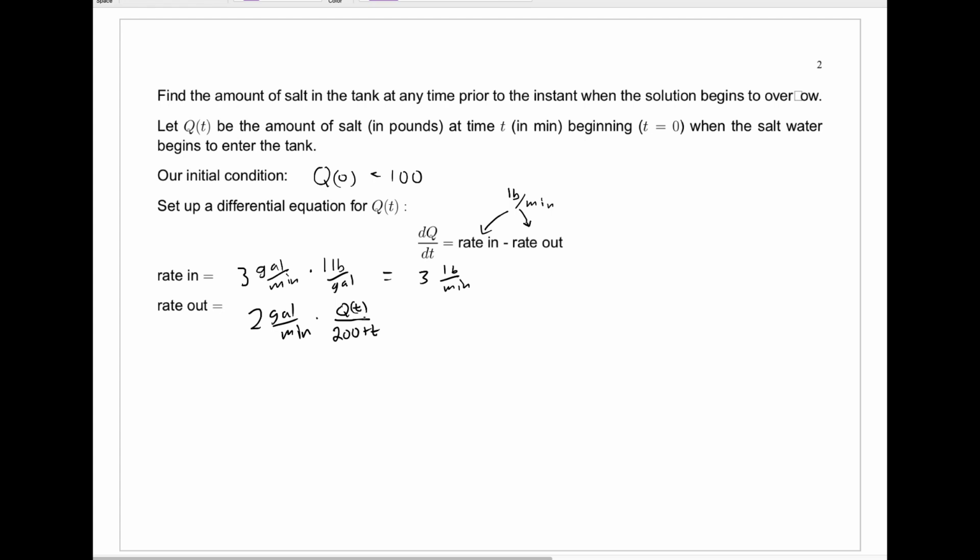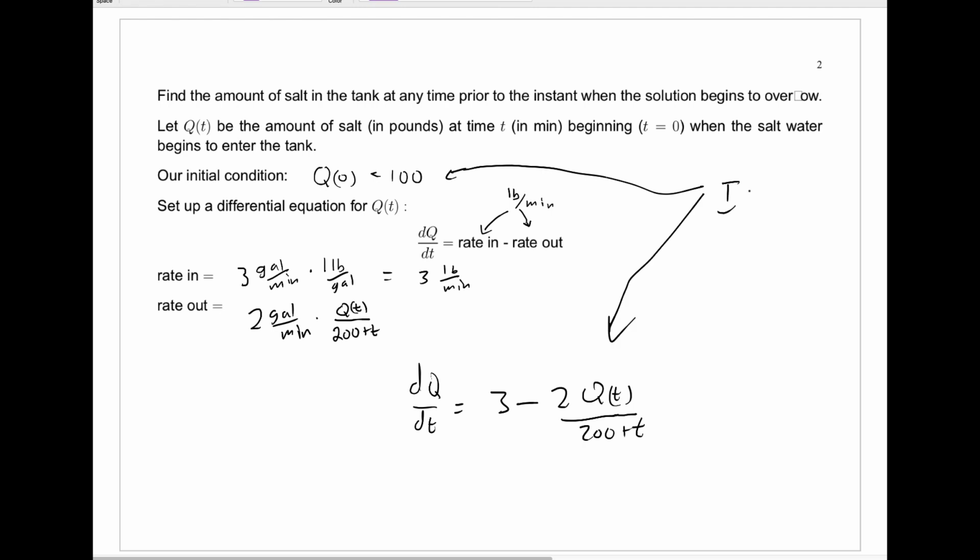So now we set up our differential equation. That becomes dQ/dt equals 3 minus 2 times Q of t over 200 plus t. And we know Q must satisfy this differential equation with this initial condition. So when I combine the two, we have an initial value problem, and we must solve this initial value problem. And this differential equation is a simple first-order linear differential equation. The coefficients are continuous everywhere. It's going to have a unique solution with this initial condition.